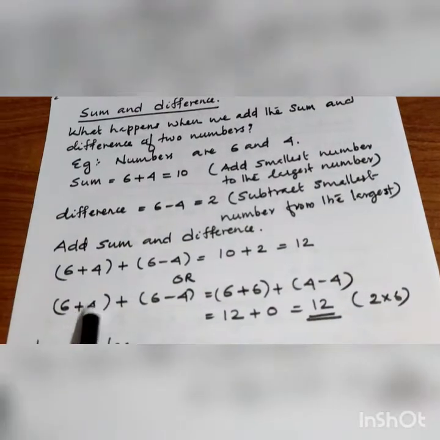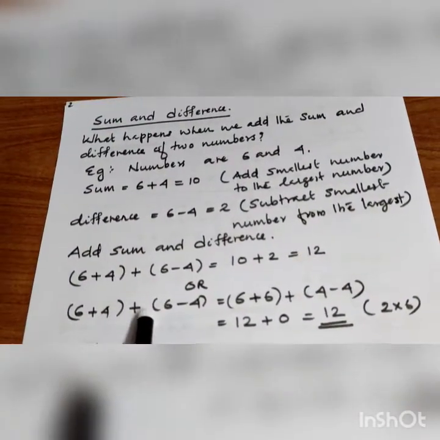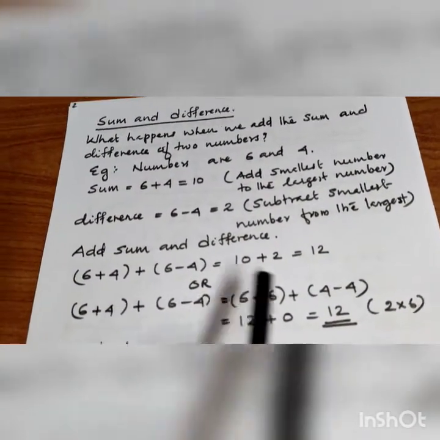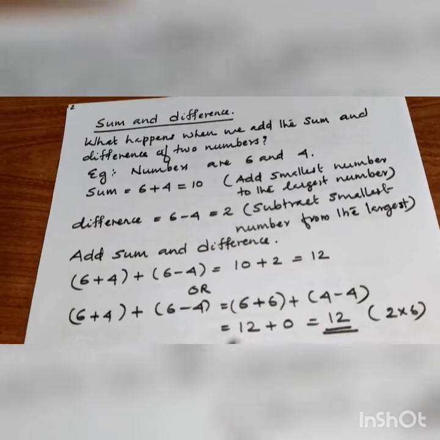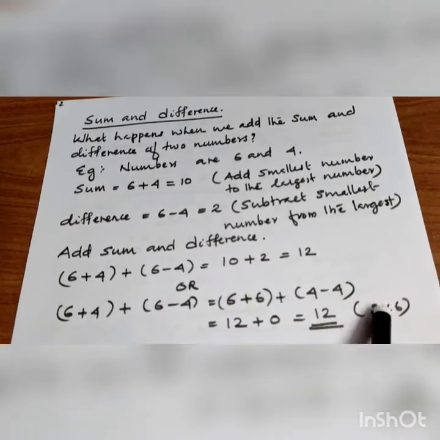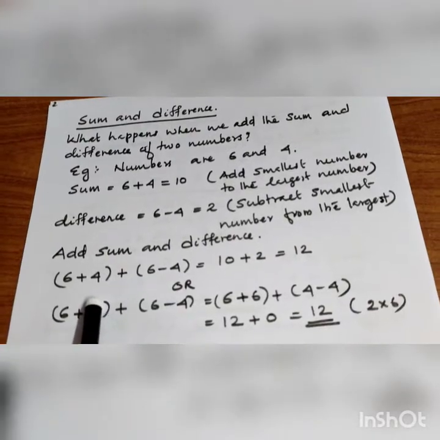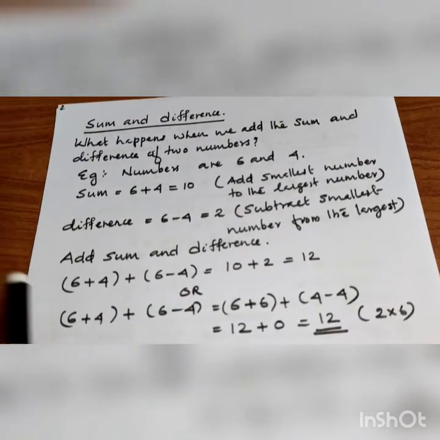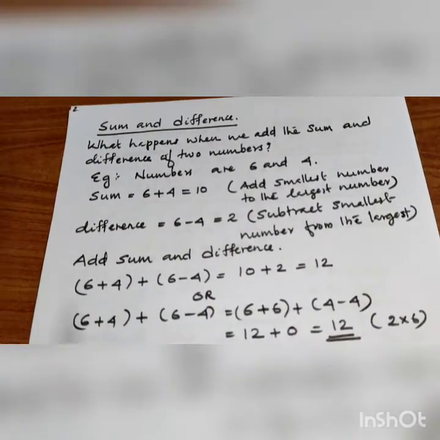Then 6 plus 4 plus 6 minus 4. 6 plus 6, 4 minus 4. 4 minus 4 is 0. 6 plus 6 is 12. It is 12. Means 2 into 6. Which is the greatest number here? 6. Therefore, twice of 6 is the answer.